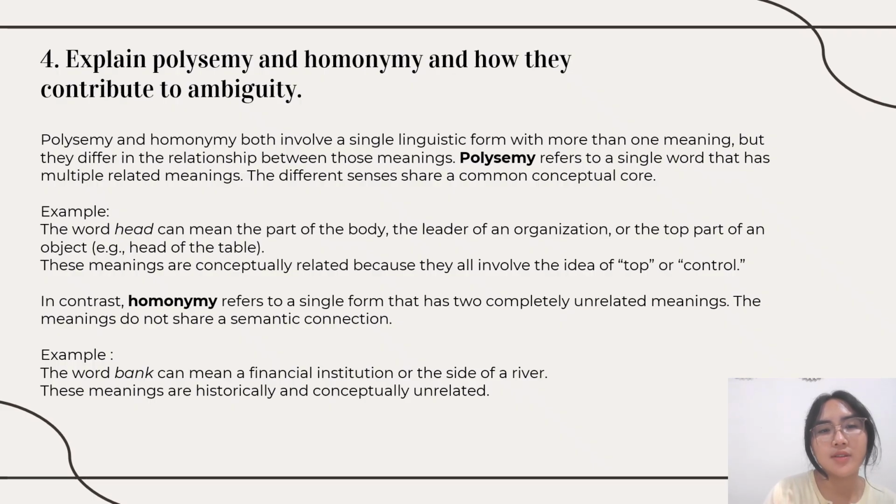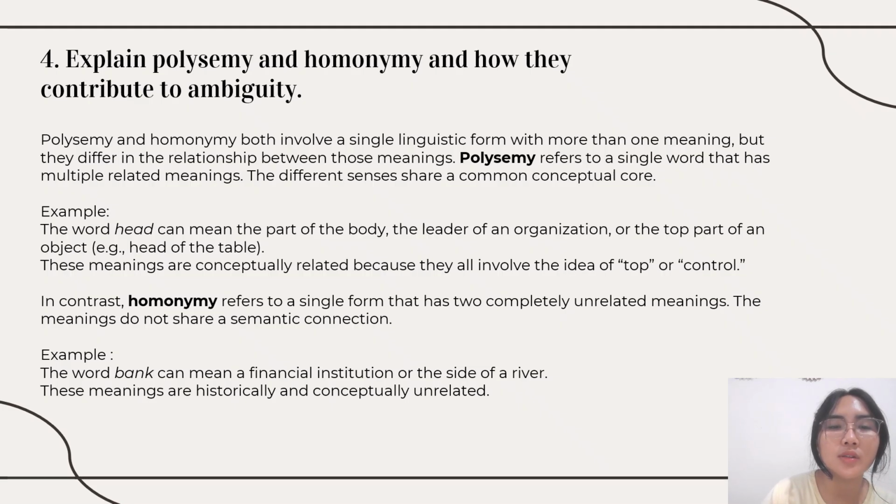And number 5 is: explain polysemy and homonymy and how they contribute to ambiguity. Polysemy and homonymy both involve a single linguistic form with more than one meaning, but they differ in the relationship between those meanings. Polysemy refers to a single word that has multiple related meanings.